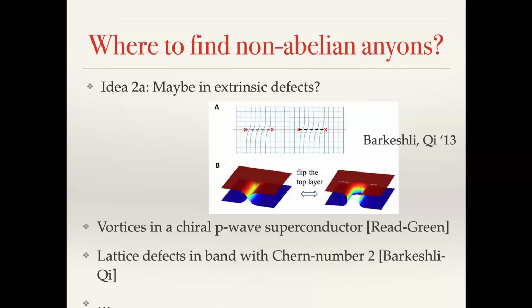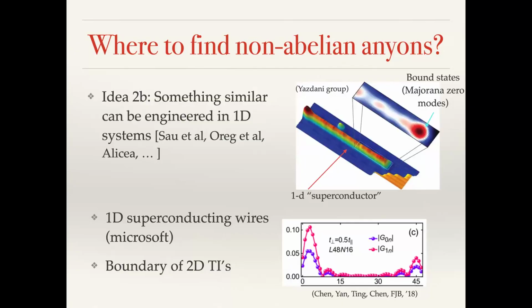And this is a paper from Barkeshli and Shi. You can think of the chiral p-wave superconductor and a vortex there, which is a kind of extrinsic defect, okay, as another manifestation of the same thing. Another variant of this is you might be able to make something like non-abelian defects in one-dimensional systems. So this is, famously, Microsoft has been working a lot on these superconducting wires, okay, where you, again, make something like a bound state that has some of the properties of a non-abelian anyon, and you can make networks of these things to braid, okay.